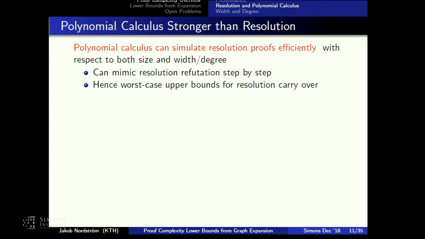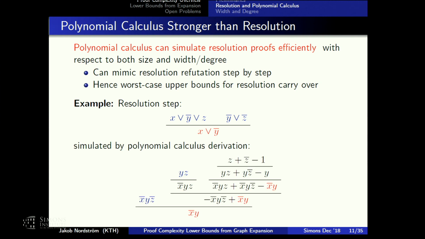And it's not so hard to see that polynomial calculus is at least as strong as resolution, because you can simulate the resolution refutation line by line. So if you look at the first resolution step we did, we resolved these two clauses, x or not y or z, and not y or not z, and derived x or not y. This is how I will do it in polynomial calculus.